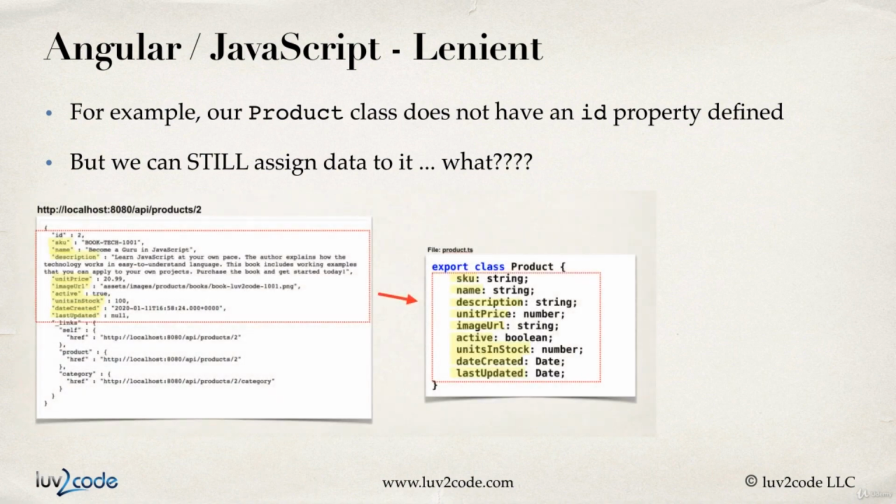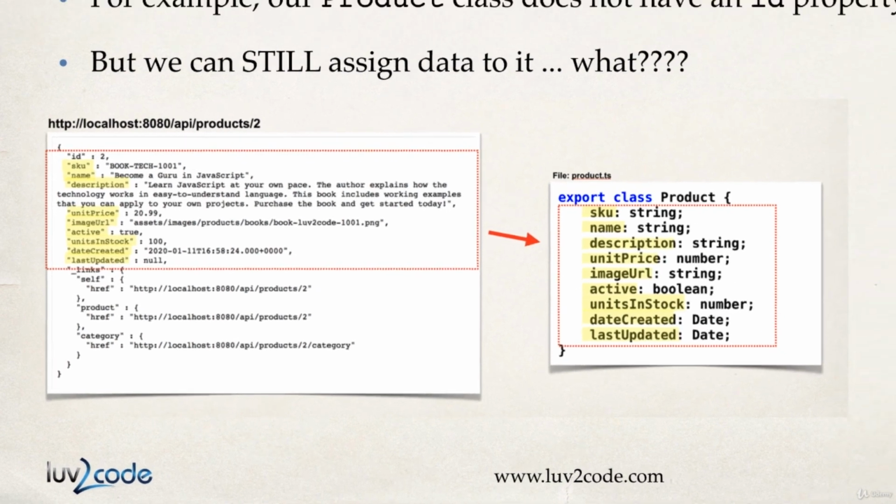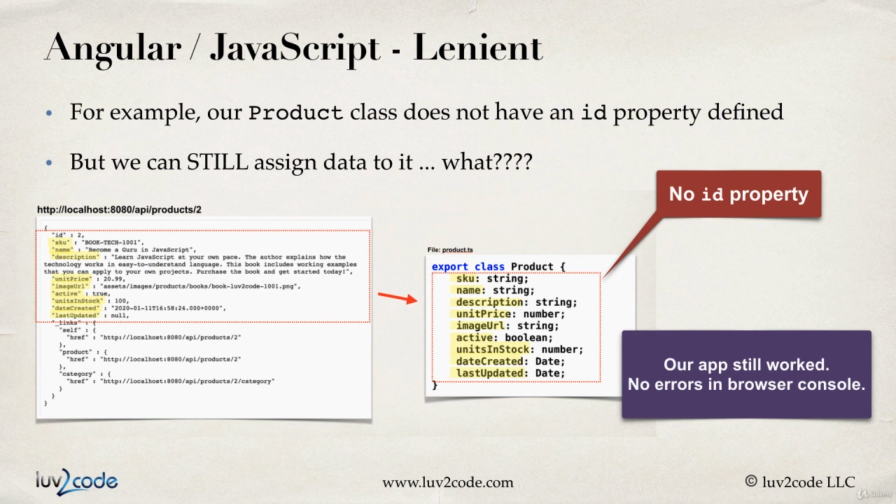What? So if you noticed in some of our previous videos, if you were very observant, over on the left-hand side, we had the JSON that was being passed back from the Spring Data REST application. And then this data was being mapped over to a product class on the TypeScript side. We had a kind of one-to-one mapping on these properties here. However, there was no ID field in our product class on the TypeScript side, but our application still worked and we didn't have any errors in the browser console. Interesting.